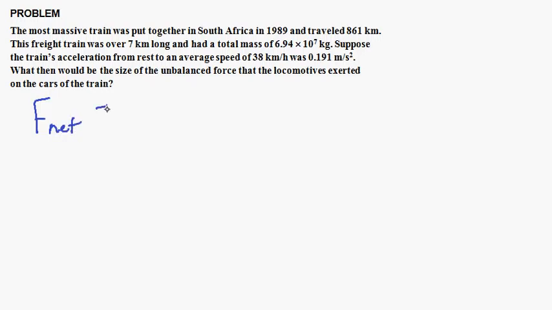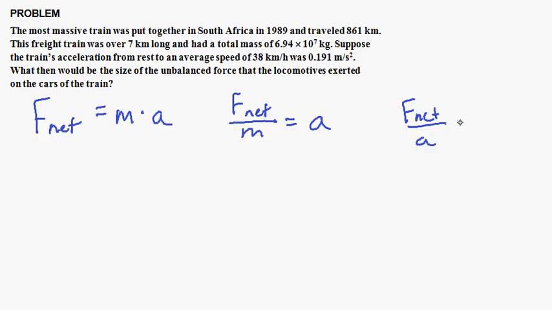First one being that net force is equal to mass times acceleration. That's the one we usually see when we talk about the second law. Second equation is just the same thing, just slightly rearranged, now solved for acceleration. The net force divided by mass is equal to acceleration. And the last one will be solved for mass, so that we have net force divided by acceleration is equal to mass.